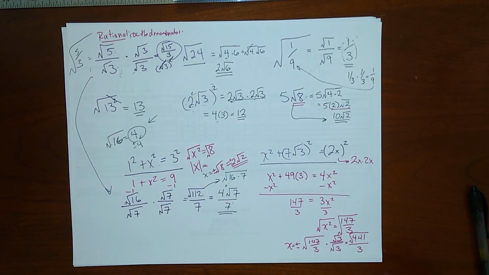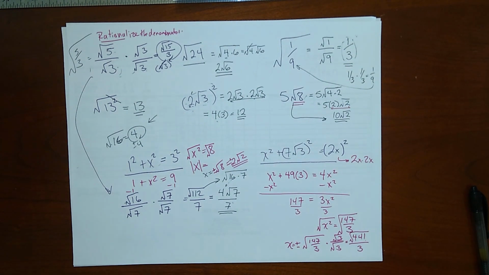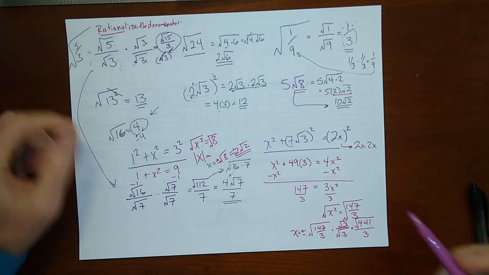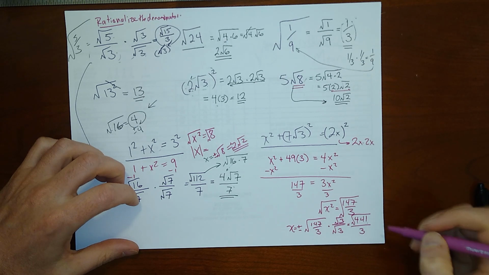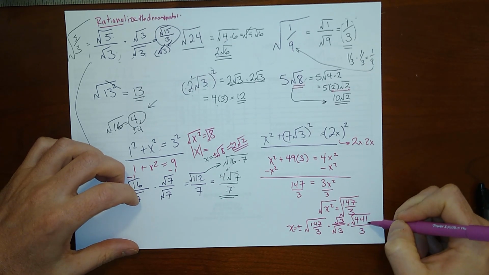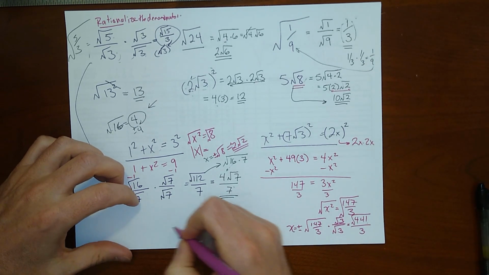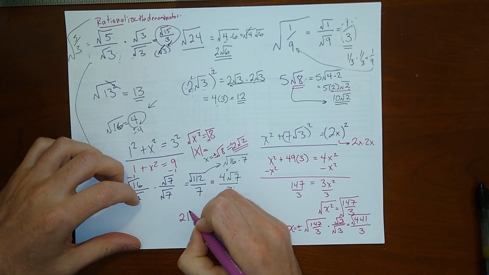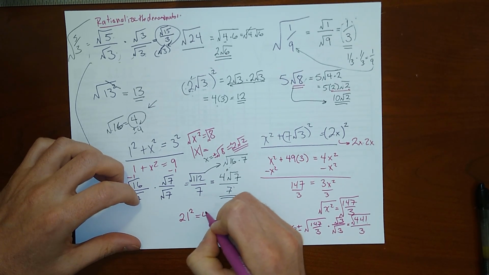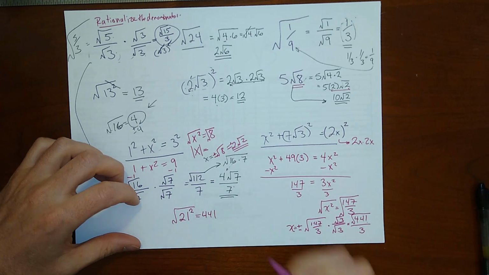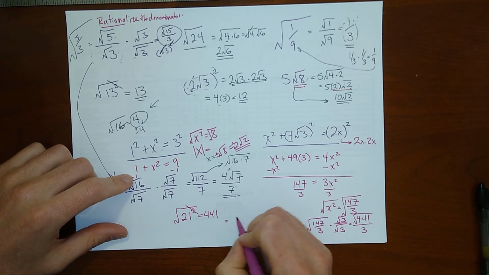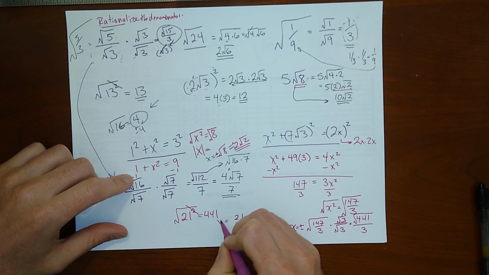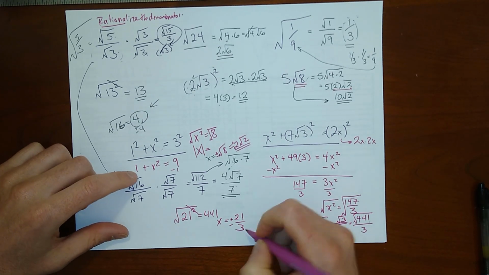441, we need to check if this is divisible by any perfect squares. Okay, and after having done that and having thought about this for a bit, I realized, in fact, that this is 21 squared. I'll explain how I got to that in a moment. 21 squared equals 441. So square root of 441 is the square root of 21 squared, which just means that this is 21 over 3, which is 7.